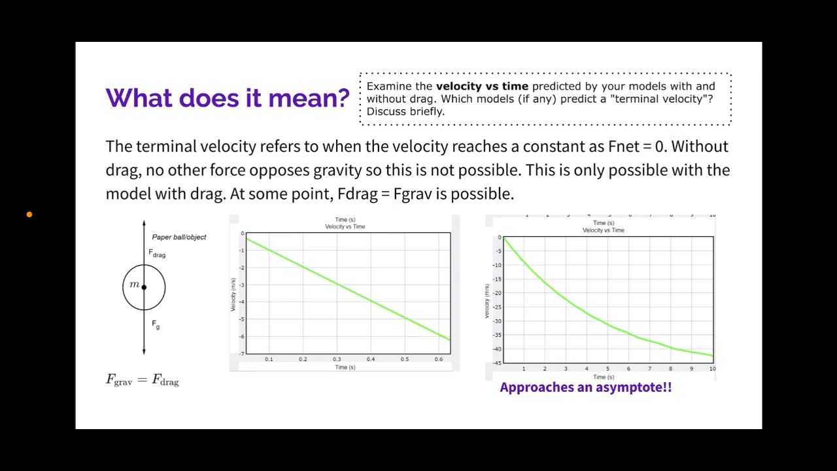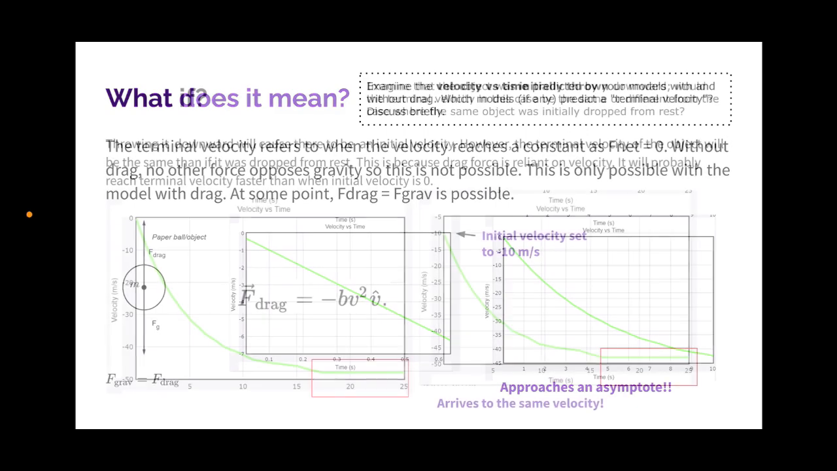In our free body diagram here, we have F of drag that's pulling up and force of gravity going down. When velocity reaches a certain point, F of gravity is going to equal F of drag. As you can see from our velocity versus time graph on the right, it will approach an asymptote over time when velocity reaches a certain point.